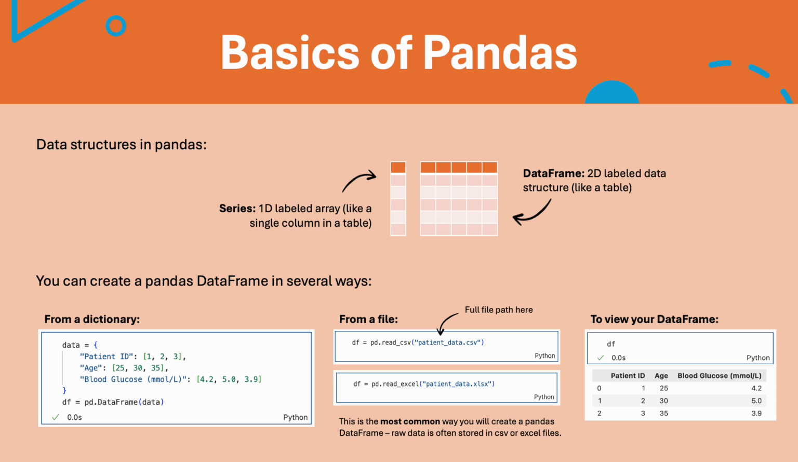Now, data can be formatted in a one-dimensional series or labeled array, or a two-dimensional data frame, which is similar to a table in Pandas. And we're usually working with data frames and not so much series.